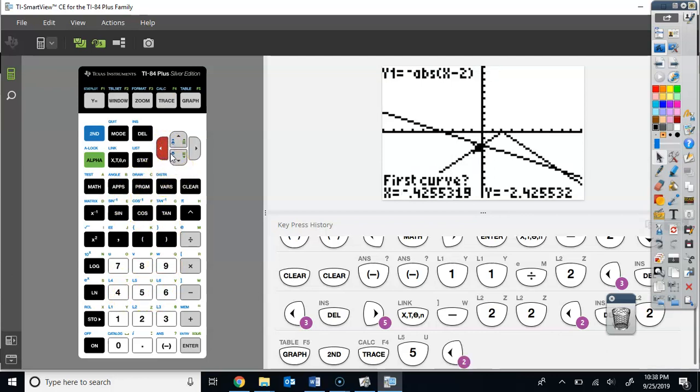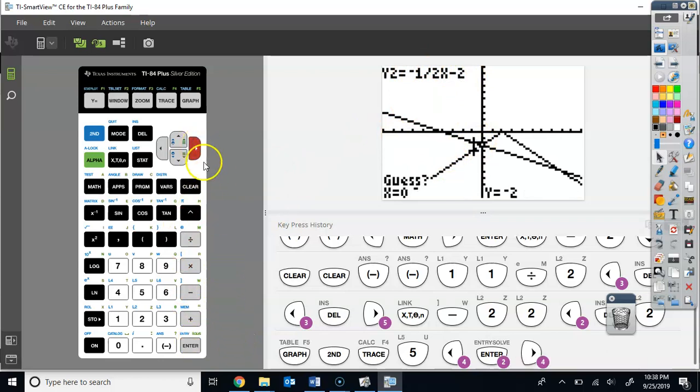So the first curve is the absolute value. Press enter. The second curve is the line. Press enter. Then I'm going to move it as close as I can and try to see where the guess is. And that would be it. 0 for x, negative 2 for y. But remember, we're looking for the x value.